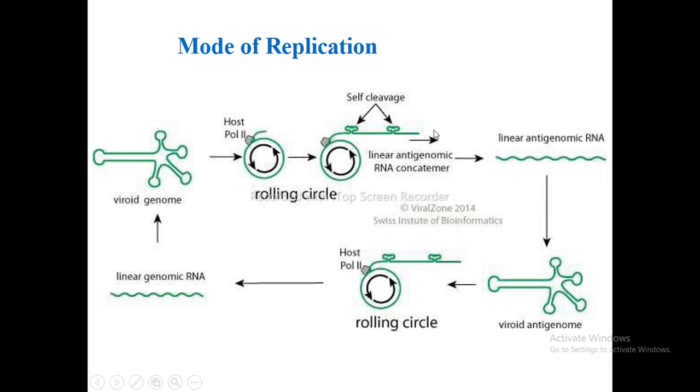Then this linear antigenomic RNA gets circularized and again gets replicated through rolling circle mechanism by host RNA polymerase 2. Again a concatemer is formed that undergoes self-cleavage and converts into linear genomic RNA, and upon circularization a viroid genome is ready. So this way viroids get replicated.